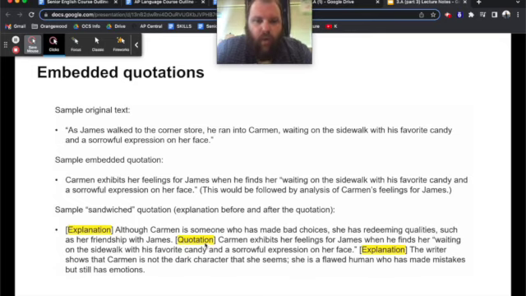Great, I have one. Quote, "Carmen exhibits her feelings for James when he finds her, quote, waiting on the sidewalk with his favorite candy and a sorrowful expression on her face." And then you don't end on a quote, you always end on your own words. You speak last. Explanation, right? The writer shows that Carmen is not the dark character that she seems. She's a flawed human who has made mistakes but still has emotions, right?